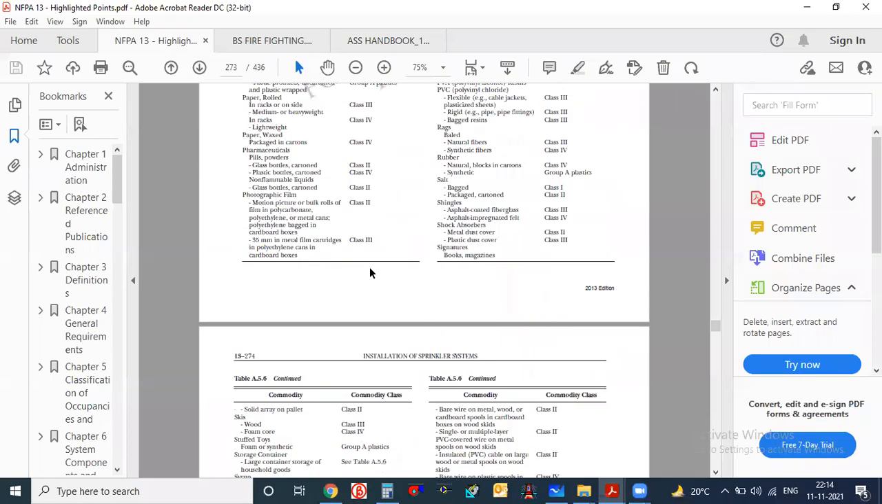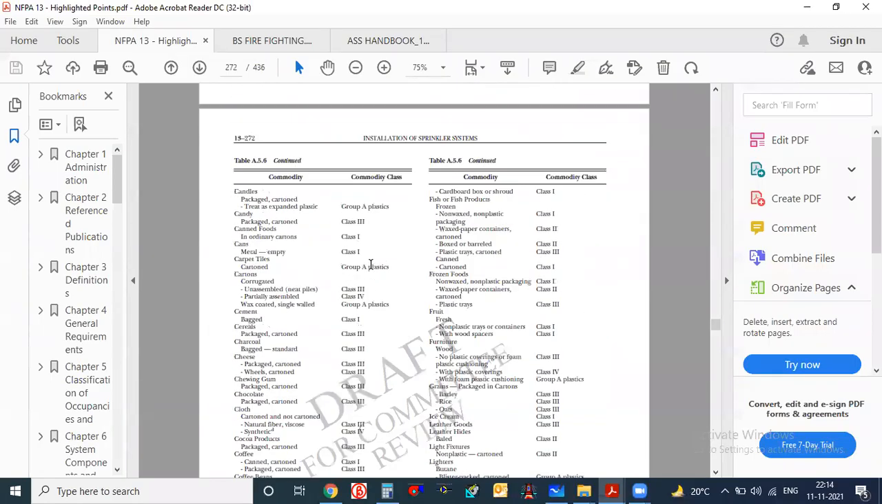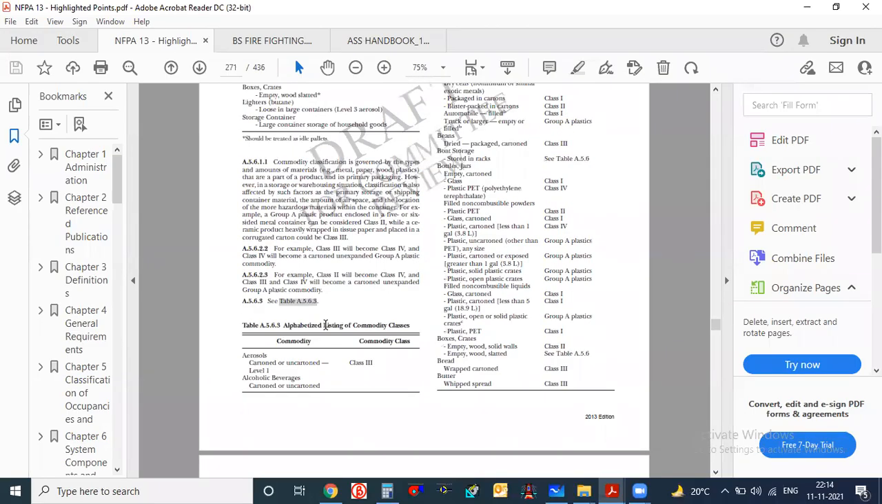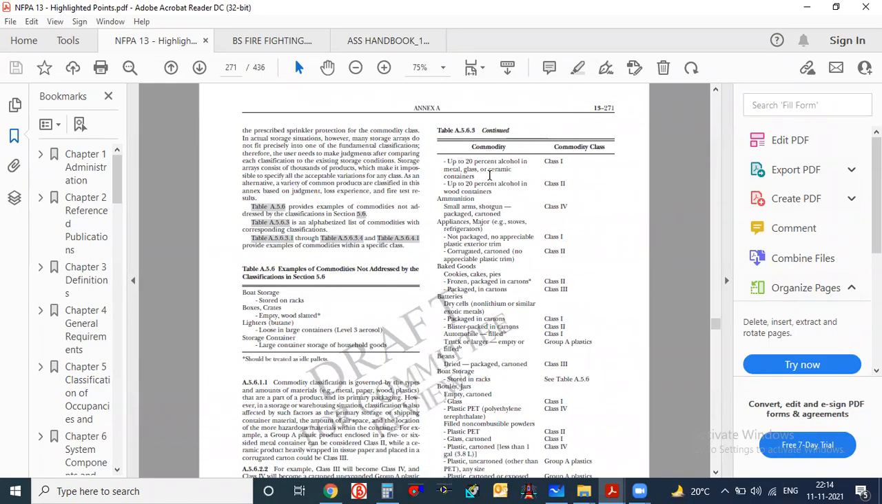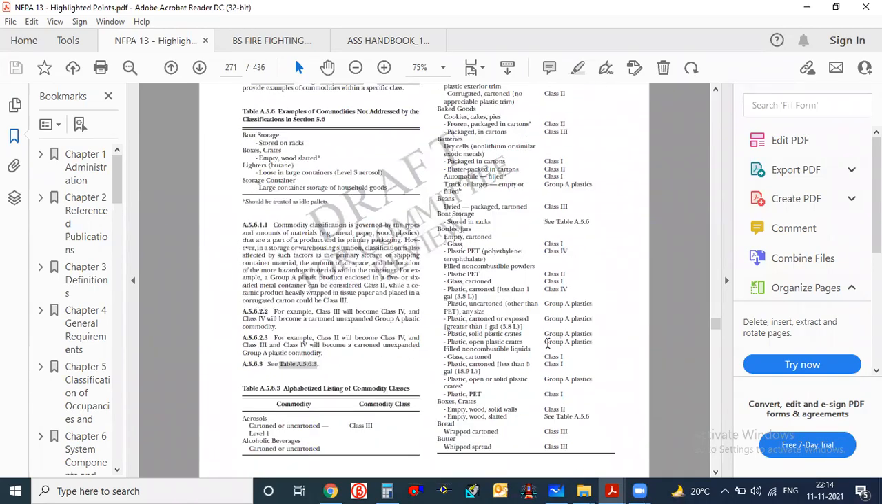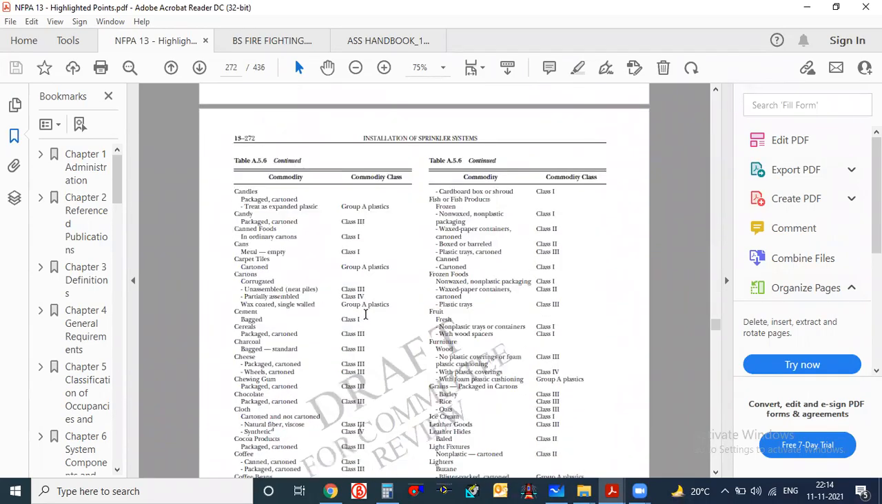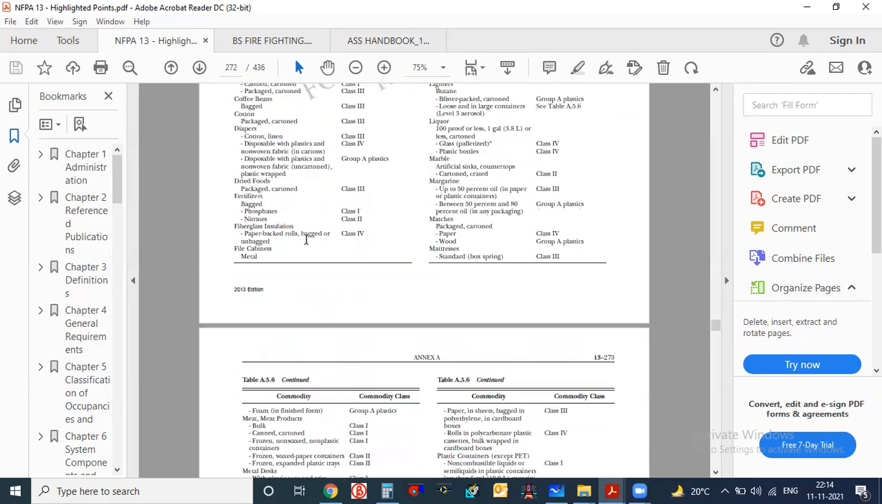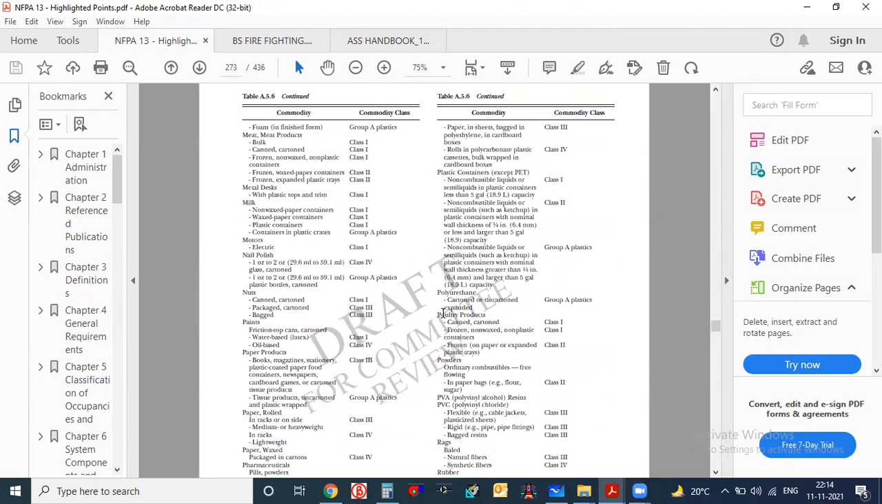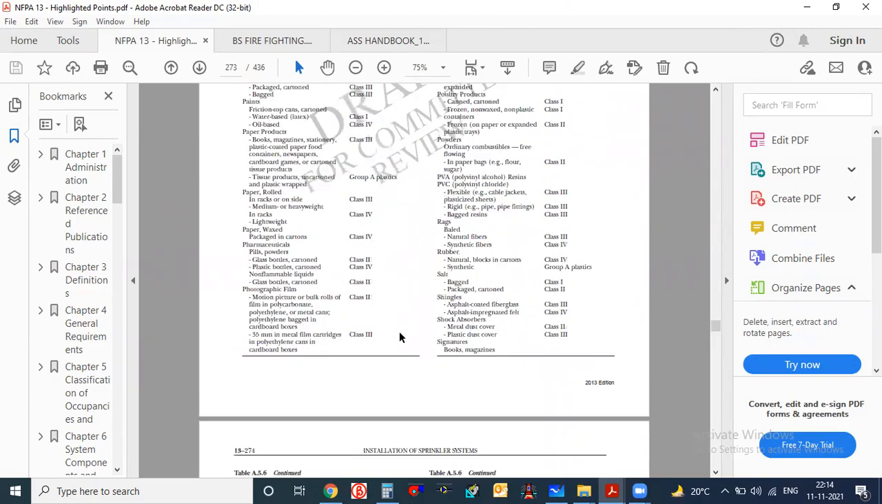And before that, they have given some general categories here. And here you can see alphabetized listing of commodity classes. And here they have written the type of building. This is the buildings which do not come in extra hazard. Remember that. This is the storage type of building. They have written clearly what is group A plastic, what is class 1, class 2, class 3. Everything is written here. These things you can check. Okay. And this is a very special type of storage only.